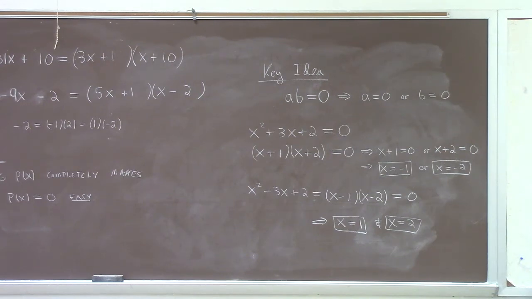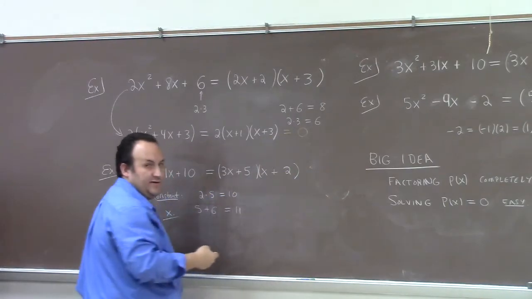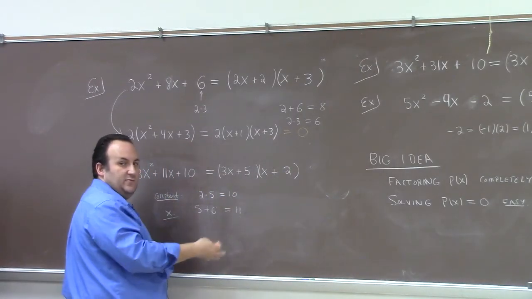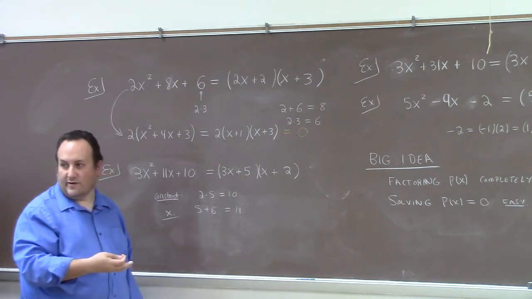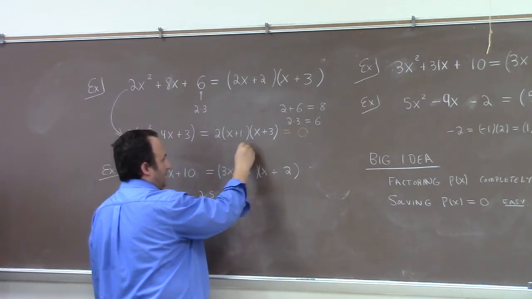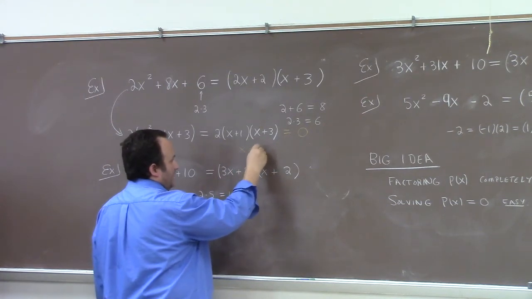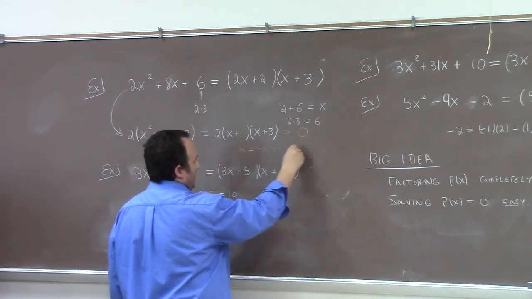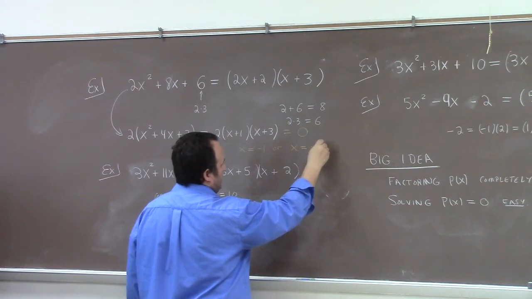Equals 0, right? So if I add equals 0 here, which is a new problem, it's not the factoring problem anymore, now it's the solve problem. What is the solution? Exactly, x equals minus 1 or x equals minus 3.